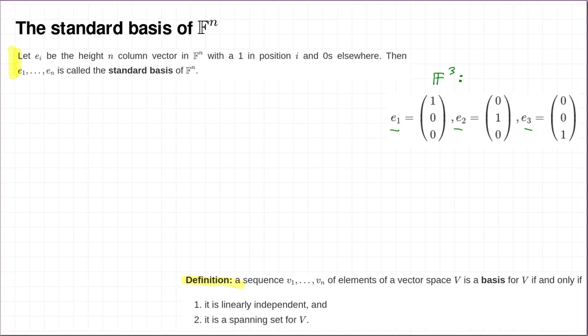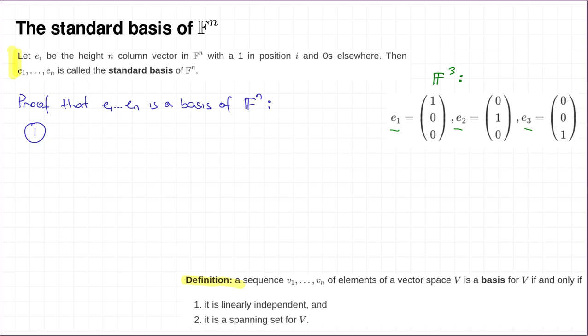So the set of vectors E1 up to En is called the standard basis of F to the n. Of course that name is implying that this really is a basis, that this sequence of vectors fits the definition of basis. So what I'm going to do next on this slide is to prove that E1 up to En really is a basis of F to the n. This is a two-part definition, so we have to check two things. We have to check that E1 up to En is linearly independent, and then that it is a spanning set.